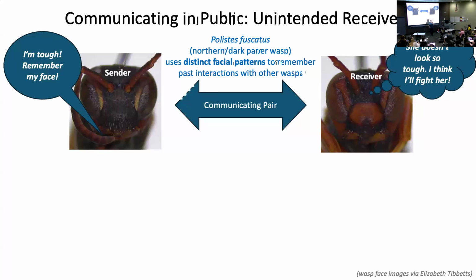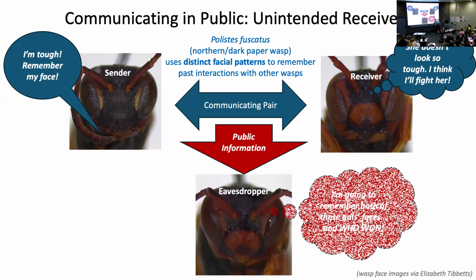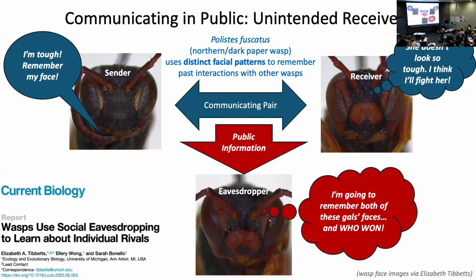Yeah, that's right. These are both females. So when we talk about Hymenoptera, wasps, ants, bees, we're almost never talking about the males because they're only around for mating. All right, so they communicate, they have this interaction, they remember the outcome of the interaction. So the next time they see each other, it affects their behaviors later. But there is a third wasp that is watching them.